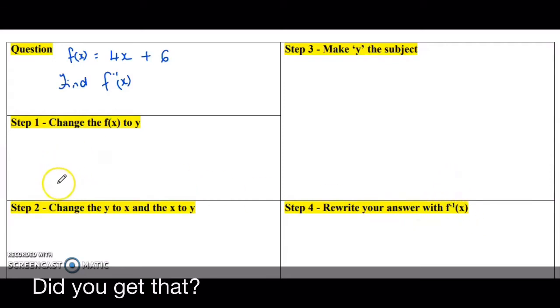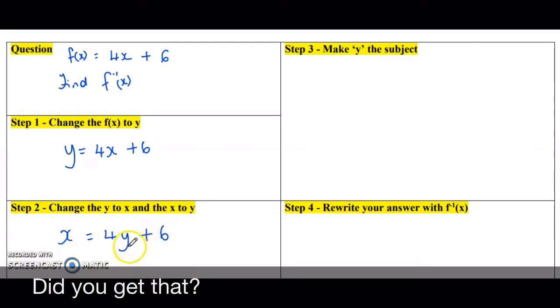So let us go ahead and begin. If I change my f of x to y, I am going to have y is equal to 4x plus 6. Where I would have the f of x, I now replace that with the letter y. For step 2, change all the y to x and x to y. So I am going to have x is equal to 4y plus 6.